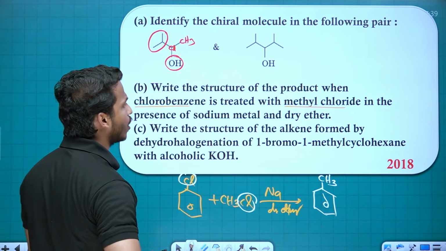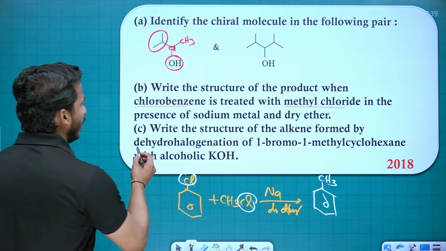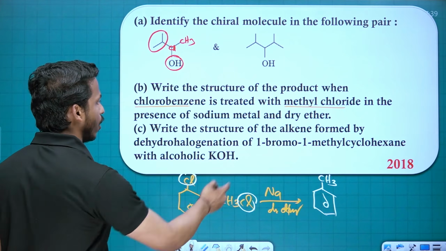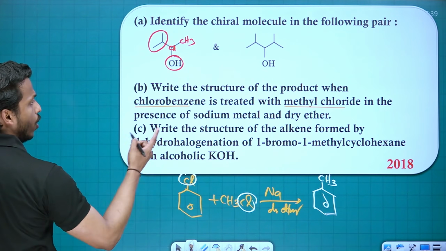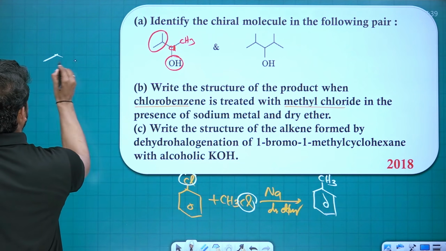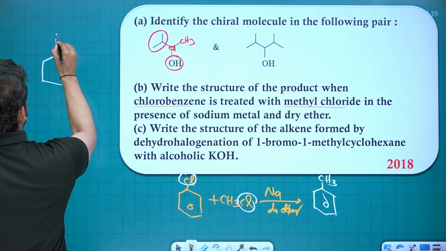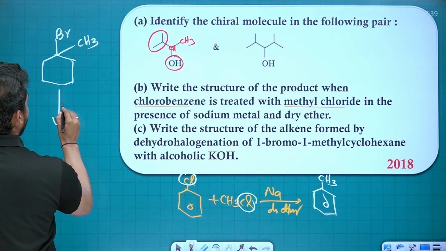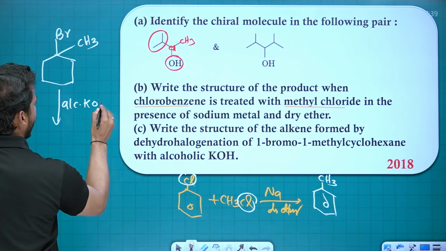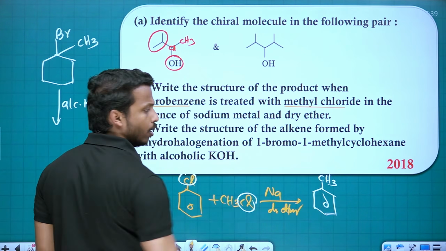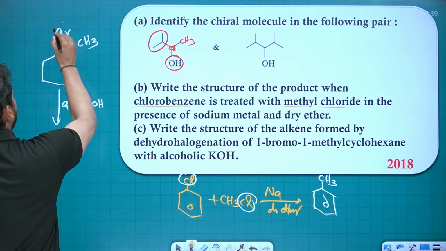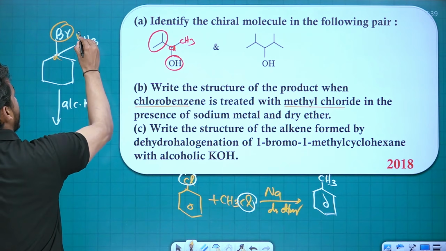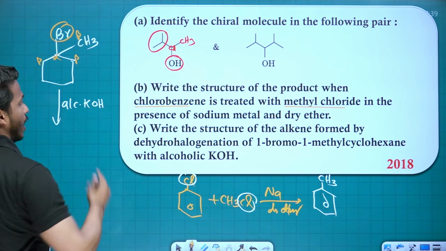Next, write the structure of the alkene formed by dehydrohalogenation. What is dehydrohalogenation? Beta elimination of the compound 1-bromo-1-methyl cyclohexane. When this undergoes beta elimination, beta elimination means alcoholic KOH, we form an alkene, right? Halogen goes from alpha, hydrogen goes from beta. This is beta, this is beta, this is beta.